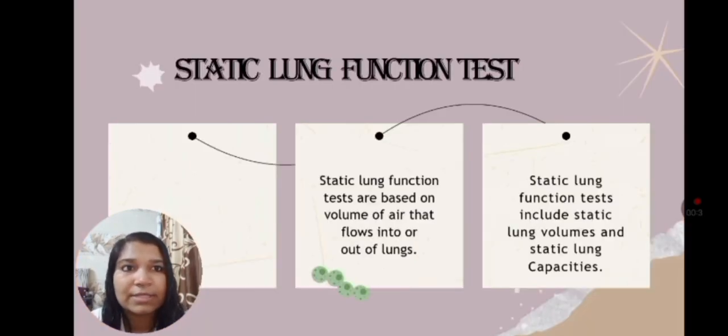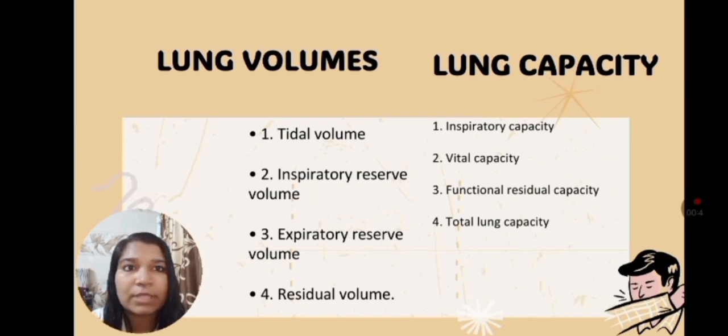Static lung function tests are based on the volume of air that flows into or out of the lungs. It includes the lung volumes and lung capacities. The static lung volumes include the tidal volume, inspiratory reserve volume, expiratory reserve volume, and residual volume. The static lung capacities include the inspiratory capacity, vital capacity, functional residual capacity, and total lung capacity.